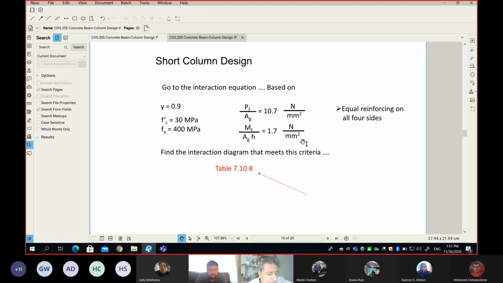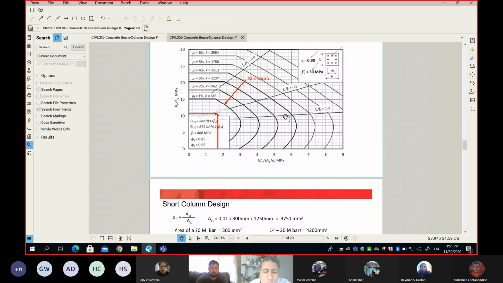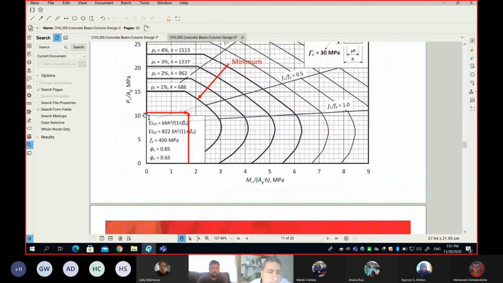Now, as I said, very simple. You find this number and you find this number, and those two numbers are the ones you use in your interaction diagram. Let's do it. I went here with 10.7 and then 1.7, and this created for me a point in the interaction diagram.